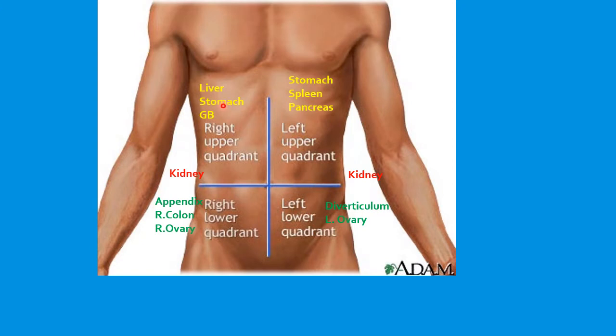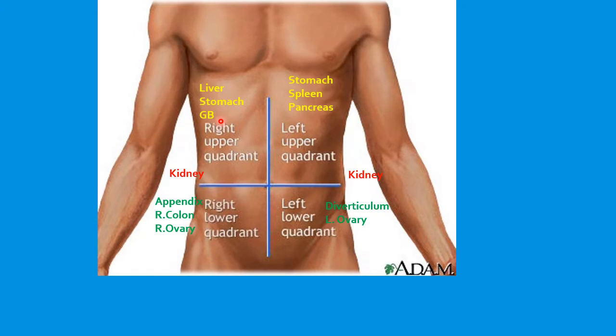Okay. For convenience, the abdomen can be divided into four large quadrants. Here you've got the right upper quadrant, left upper quadrant, right lower quadrant, and left lower quadrant. Each of these quadrants contains various important organs. In the right upper quadrant, the main ones are the liver, stomach, the gallbladder, and part of the duodenum.